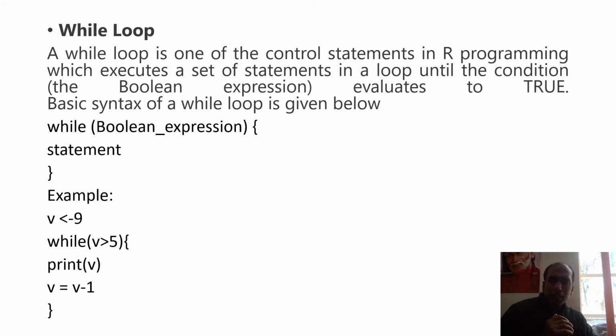A while loop is one of the control statements of R programming which executes a set of statements in a loop until the condition is evaluated to true. This is again simple: you need to specify a condition, then opening and closing curly braces. I have taken 9. 9 is greater than 5, condition true, 9 will be printed. Then 8 is greater than 5, 8 will be printed. 7 is greater than 5, 7 will be printed. 6 is greater than 5, 6 will be printed. 5 is greater than 5, condition becomes false, you will jump outside from the loop, means outside from the curly braces.